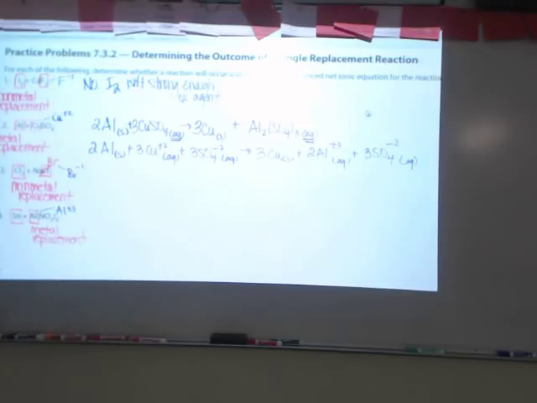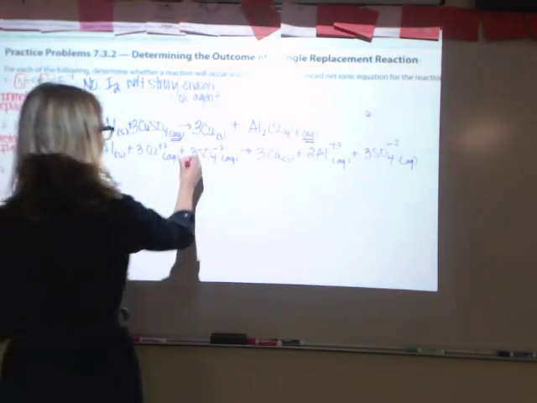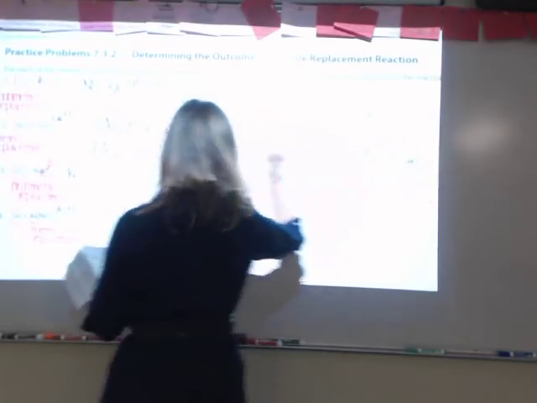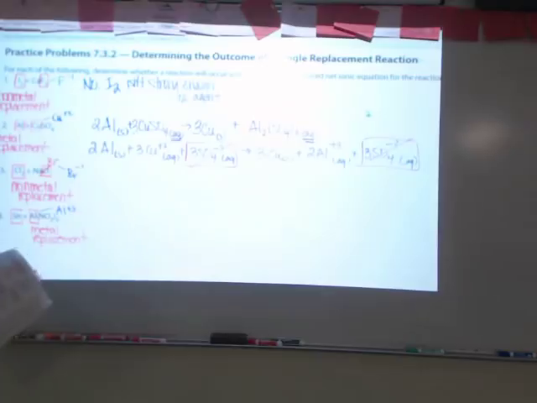And then we need to cancel out whatever spectator ions are present. That means we're looking for ions that are identical on the left and the right side. You've got 3 sulfate ions on both sides, so you want to cancel those. And then what you're left with is your net ionic equation. I'm not going to rewrite it because I don't have a lot of room.